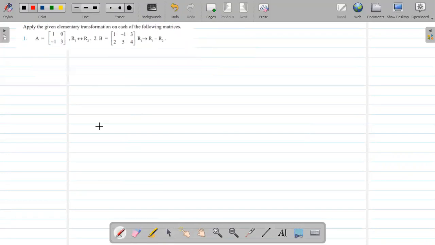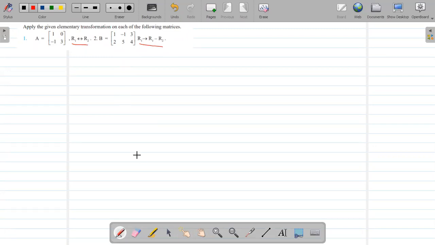In the very first question, I hope you all can see the question on my screen. It says apply the given elementary transformation on each of the following matrices. So how are we going to do that? And one more thing, I know you are wondering: sir just said that we are only dealing with the square matrix, but here it says rectangular matrix. Say this is the first exercise.